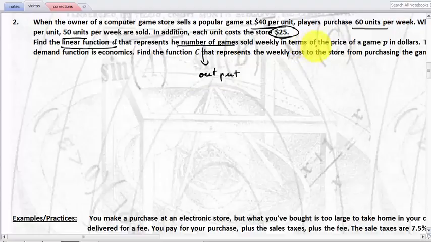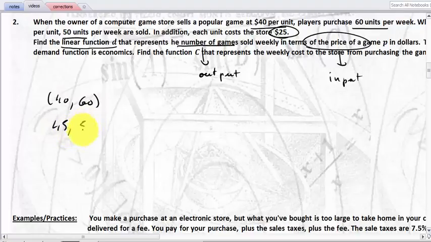So that's the input. Let me write the 2 points that I have. Input 40, output 60. Input 45, output 50. How about we use the point slope form of a line, and then we'll write it in a linear function after? So the number is called D.